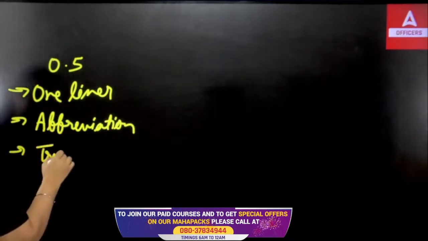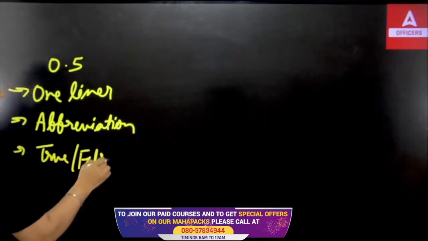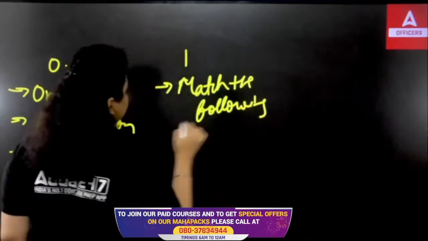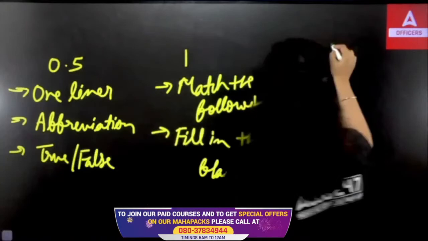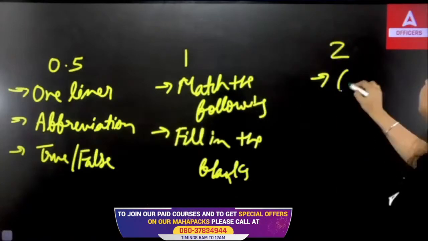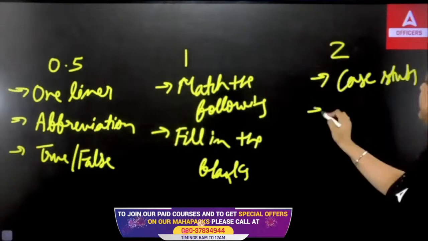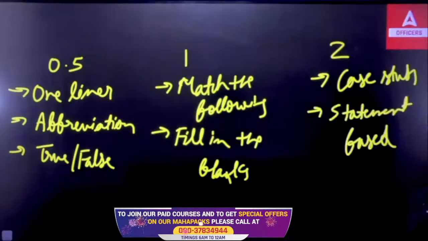True false type can be asked. One-liner true or false statement. One-liner fill in the blank can also be found. In 2-marker questions, case study questions can be there. Statement based questions can be there. So these are the patterns of questions that will be available in your paper. Accordingly the abbreviations will also be important. Whatever abbreviation you find, do make sure you read that.